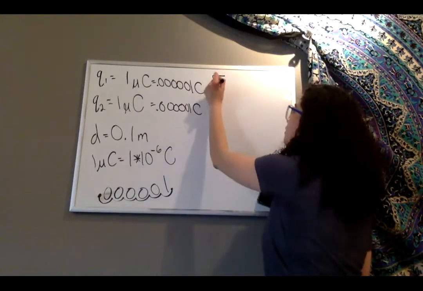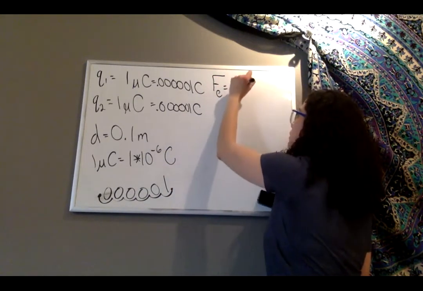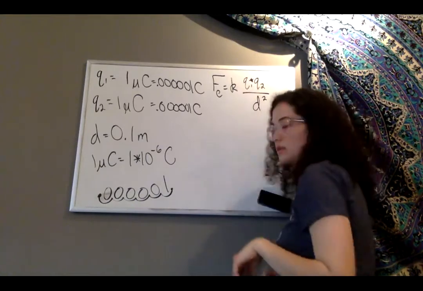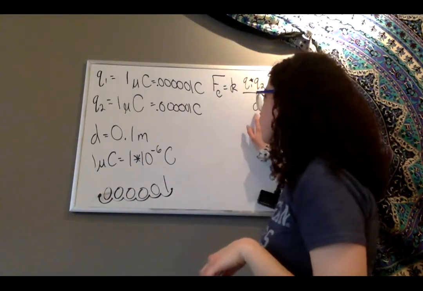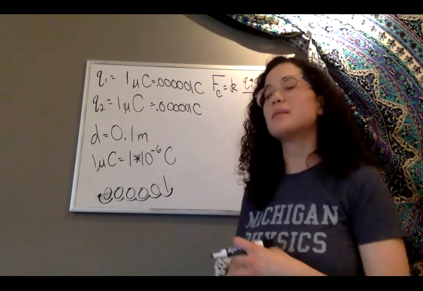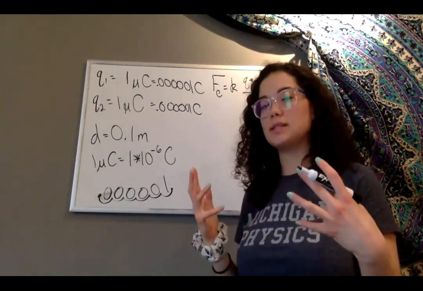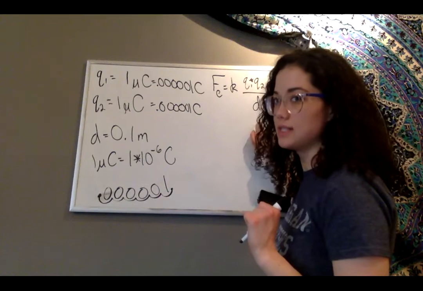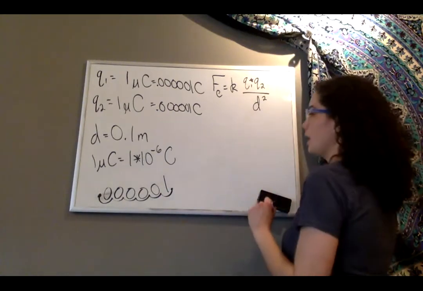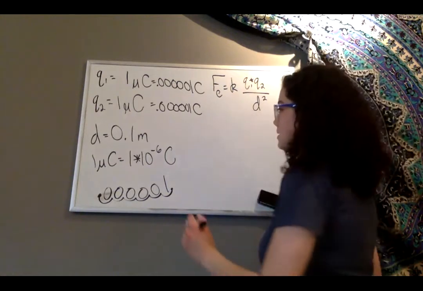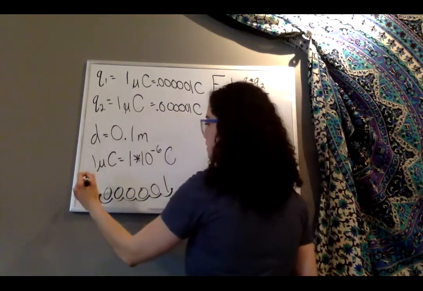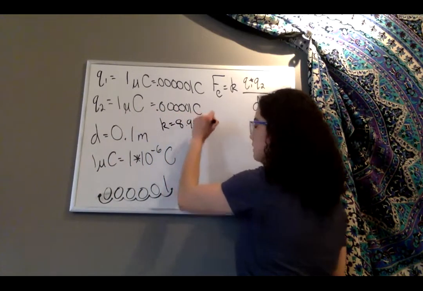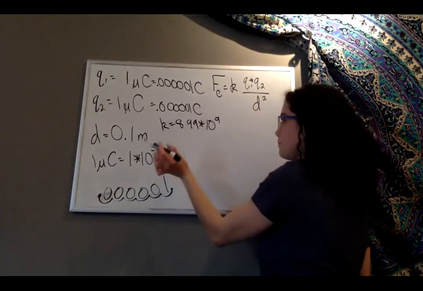We know that Fe equals K Q1 Q2 over D squared. Just so you know, D is perfectly fine for distance. Sometimes you might see R. It still means the distance in between these two charges, okay? If I ever say R, I'm really still talking about the distance between the charges. All right, so we know that K is a constant. K equals 8.99 times 10 to the 9th.